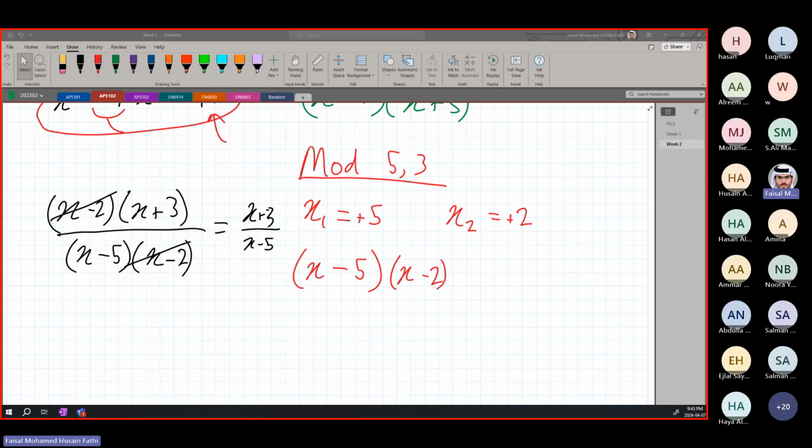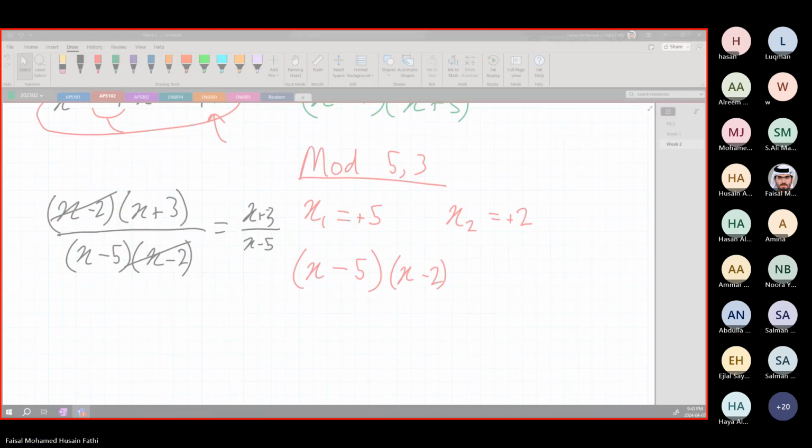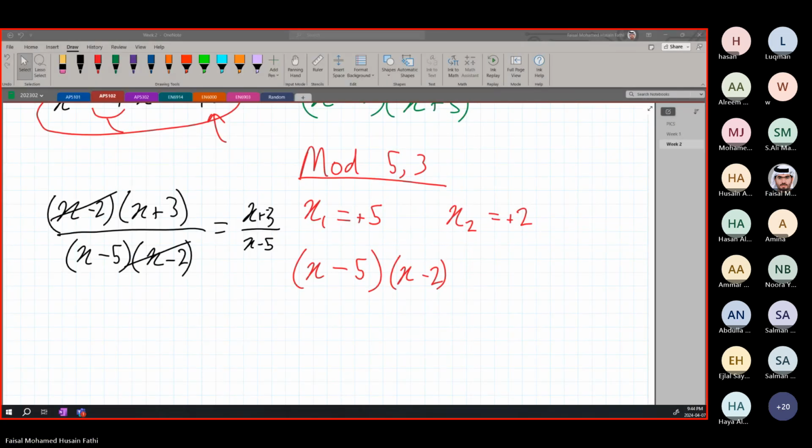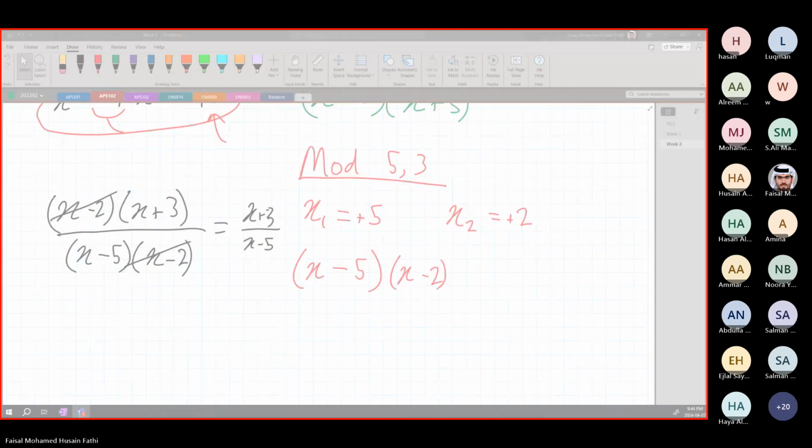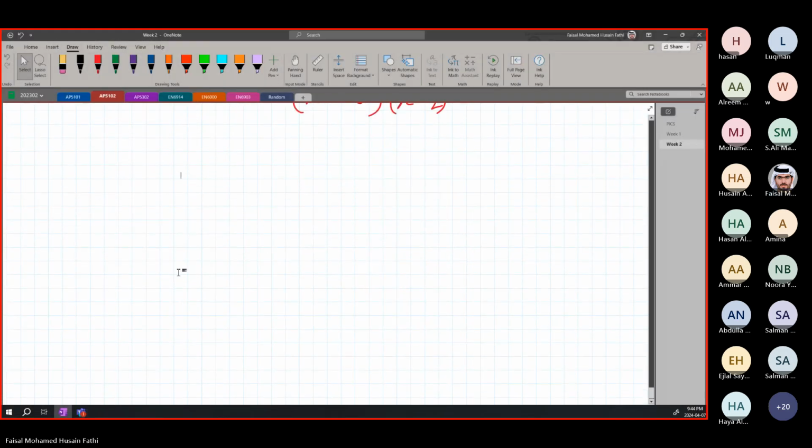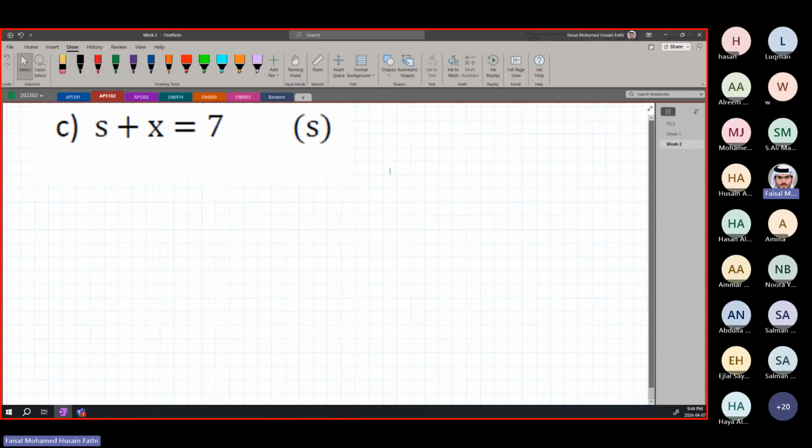So let us look at transposition very quickly. Transposition is straightforward. It's very easy. Let's take a very simple example, like this: S plus x is equal to 7.